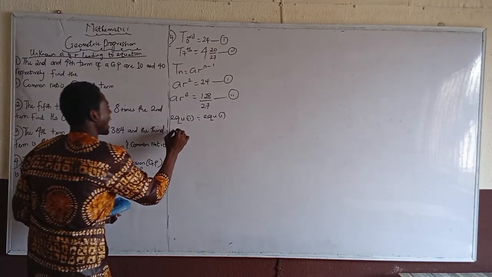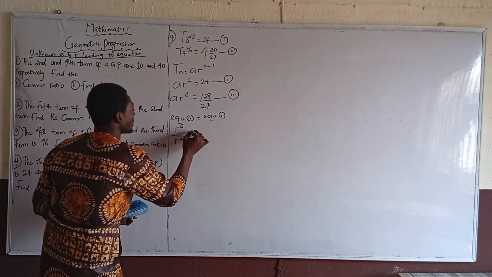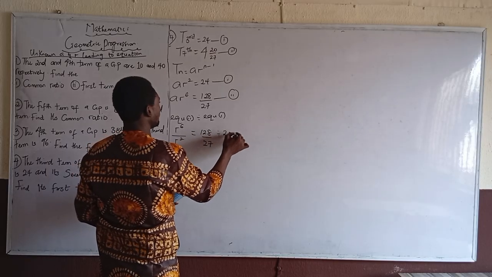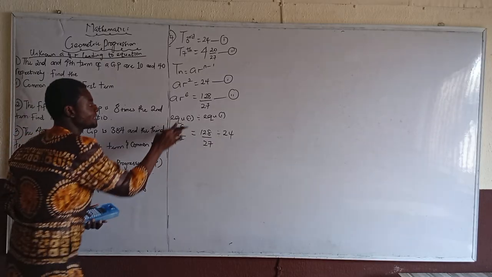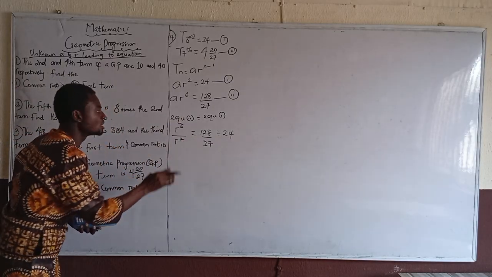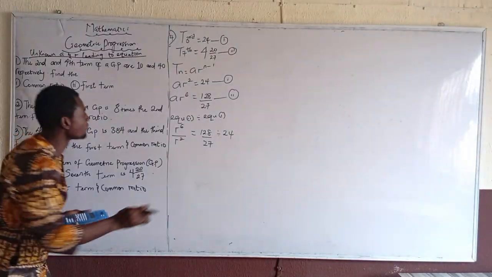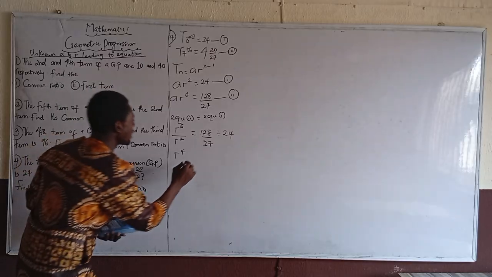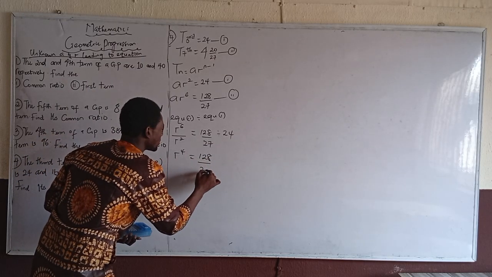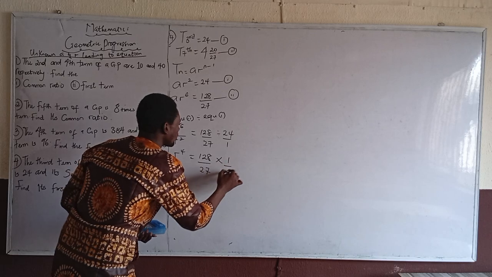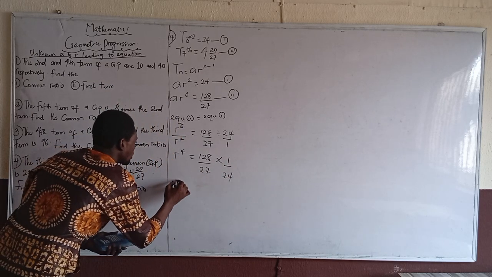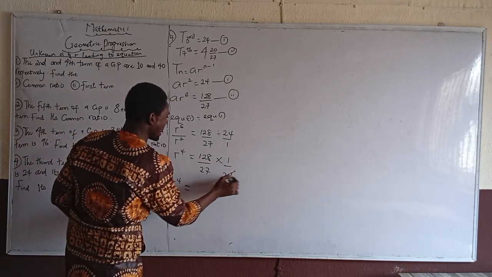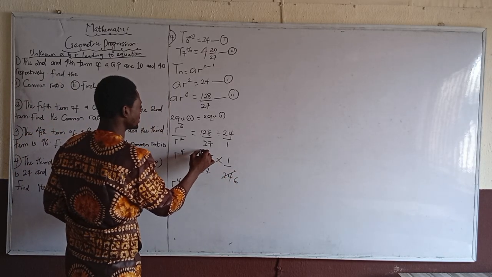So A divided by A is what? 1. So here is R^6 divided by R^2 equals 128 over 27 divided by 24. So here, I have 6 R's and I have 2 R's. It means that 2 R's will be removed from 6 R's, so R^4, meaning 6 minus 2, equals 128 over 27 times 1 over 24. So for my R^4, 4 here, 6, 4 here will give us 32.